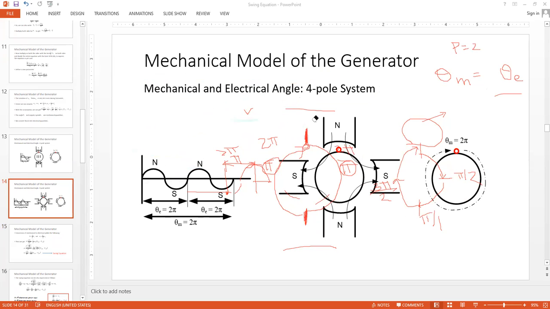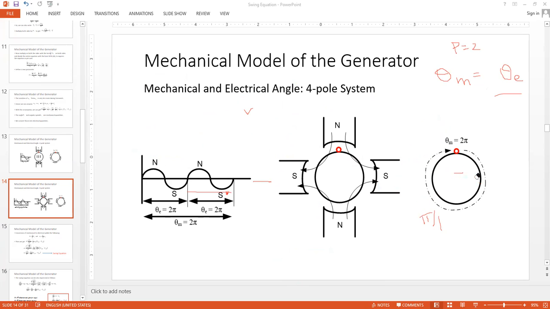So as we said, the mechanical measurement has nothing to do with the number of poles and locations of the poles. So the mechanical distance coverage will still be the same. If you start from here and cover up to this point, you have covered pi. And then if you continue from here up to this point, it is still twice pi. So theta m remains unchanged, irrespective of increment or decrement in the number of poles present in the system.